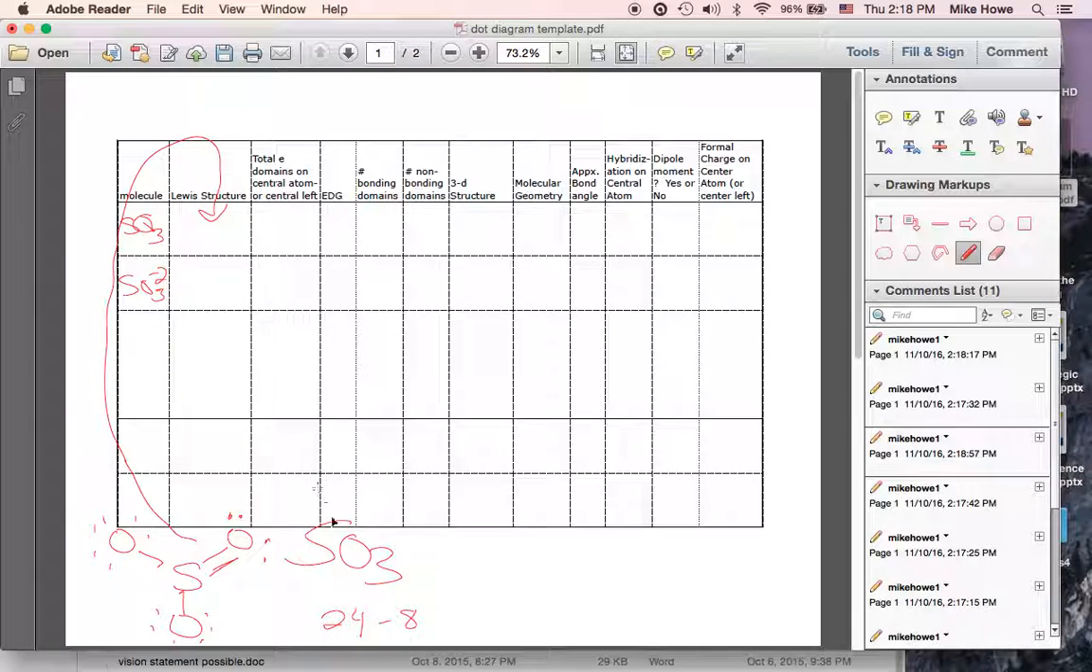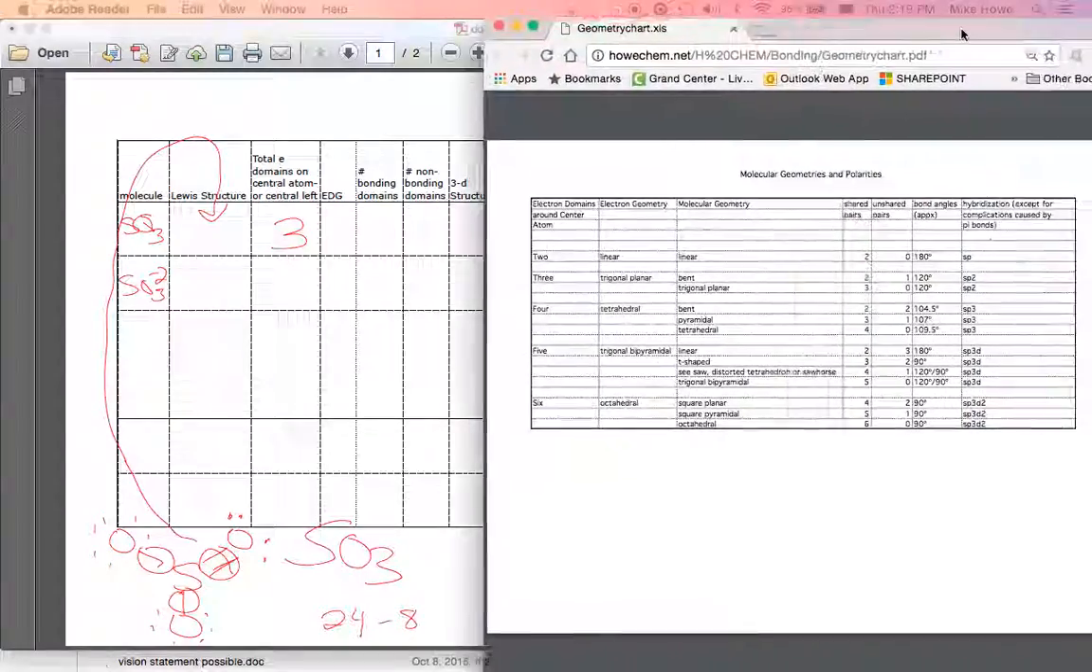The total domains on the central atom. So we have a domain here. So that's one domain. There's 2 domains. There's 3 domains. So it looks like we got 3 domains. Now, if you remember the little thing we had in class today, I gave you a little sheet. This sheet can be found on the homework section of the website if you lost yours.